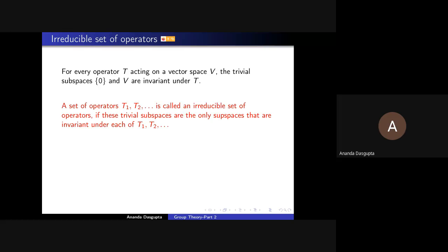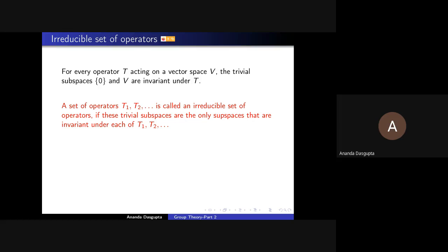But if you have a bunch of operators, T1, T2, T3, etc., such that the only subspaces which are invariant under the action of each one of them are these trivial subspaces, the trivial subspaces will definitely be invariant under the action of each one of them. But if they are the only ones, then you say that the set of operators is an irreducible set of operators. Okay. This again has nothing to do with group theory. This is a linear algebra concept.